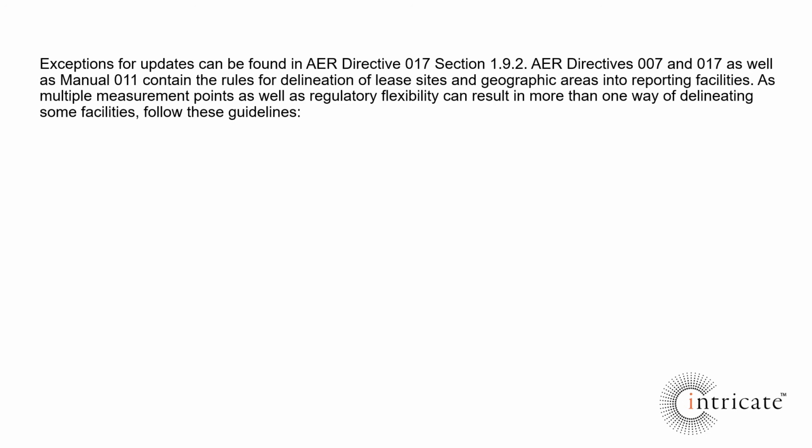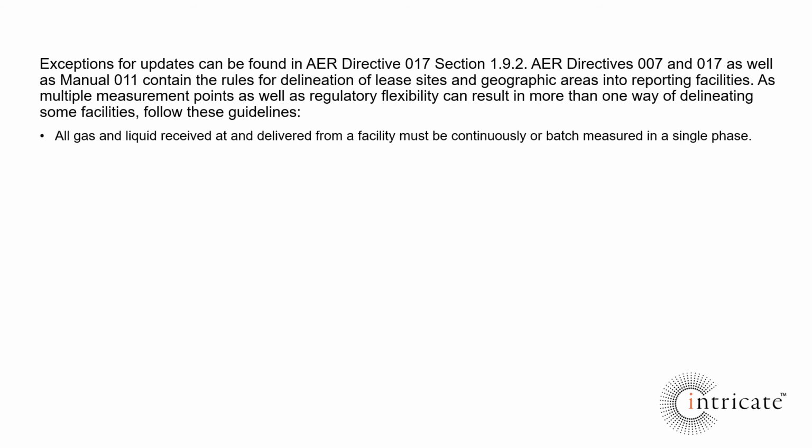AER Directives 7 and 17 as well as Manual 11 contain the rules for delineation of lease sites and geographic areas and for reporting facilities. As multiple measurement points as well as regulatory flexibility can result in more than one way of delineating some facilities, follow these guidelines. All gas and liquid received at and delivered from a facility must be continuously or batch measured in a single phase.